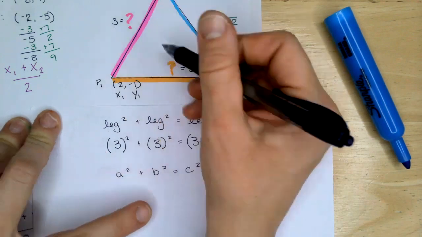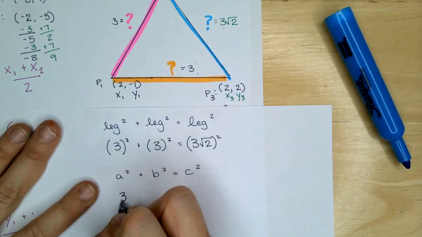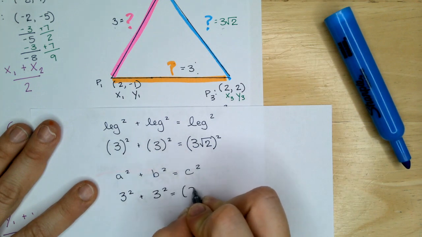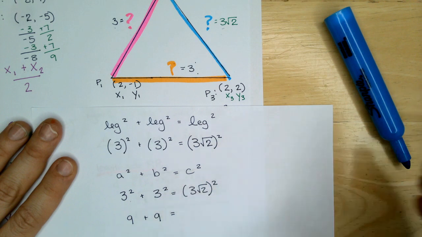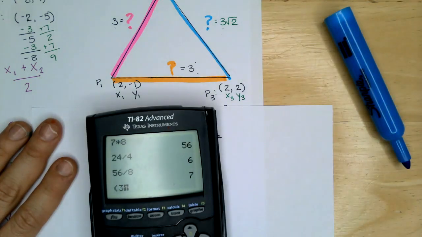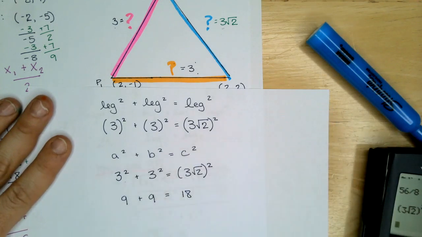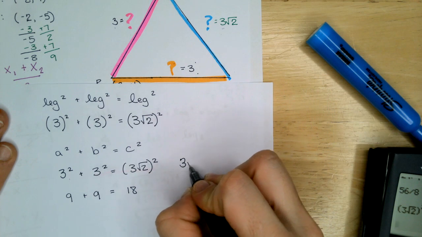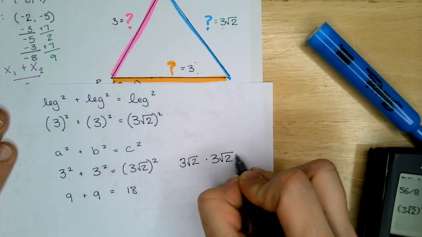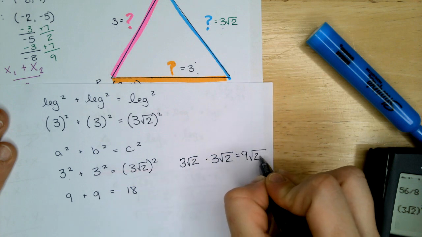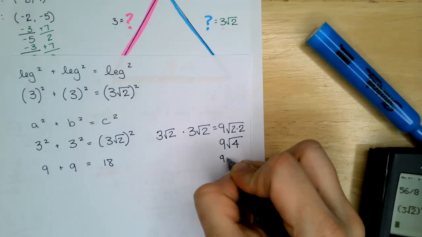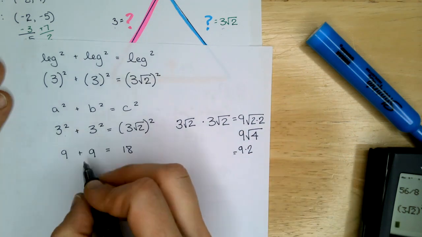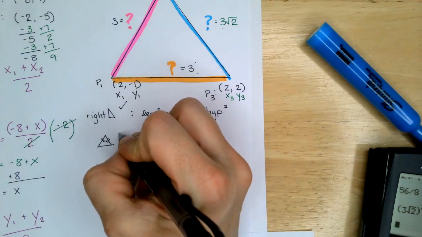So A was 3, B is 3, C is 3 square root of 2. 3 squared plus 3 squared equals (3 square root of 2) squared. 3 squared is 9, 3 squared is 9. 3 square root of 2 squared is 18. Oh, that's nice. Or 3 square root of 2 times 3 square root of 2: 3 times 3 is 9, square root of 2 times square root of 2 is 2, so it's 9 times 2, which is 18. So yes, it is both a right triangle and an isosceles triangle.